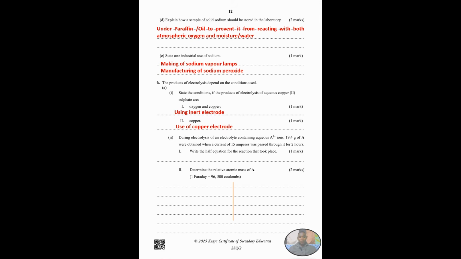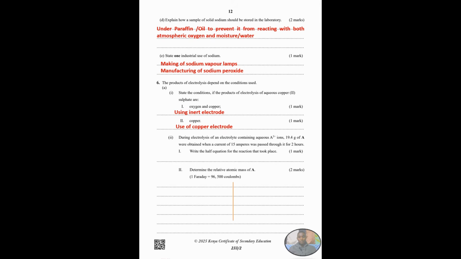Moving to the next question, Roman 2. During electrolysis of an electrolyte containing aqueous A ions, of charge 3, 19.4 grams of A were obtained when a current of 15 amperes was passed through it for 2 hours. Write the ionic equation for the reaction that took place.